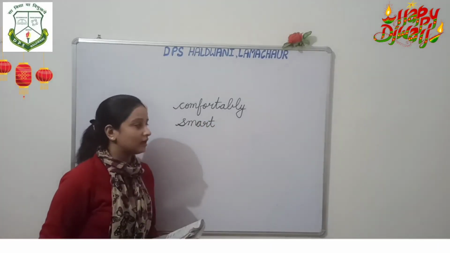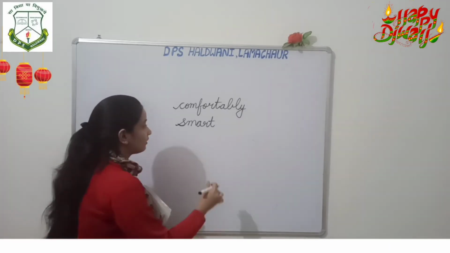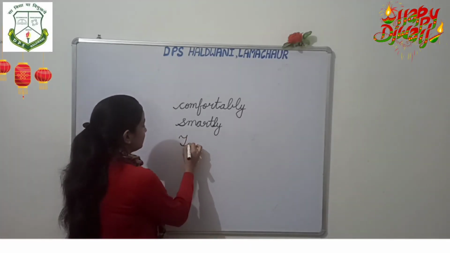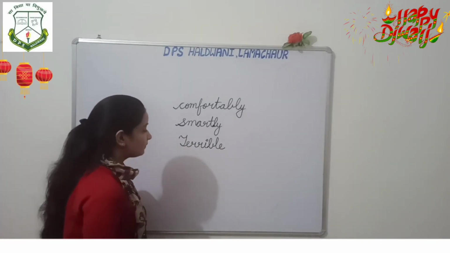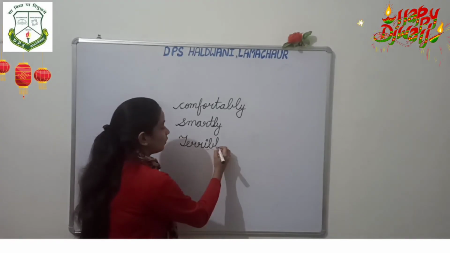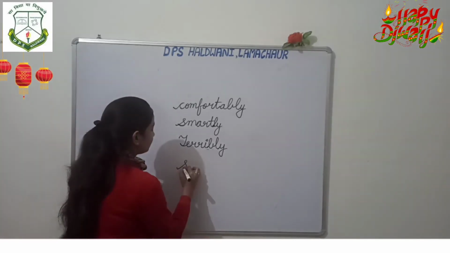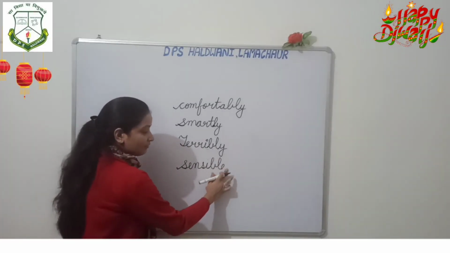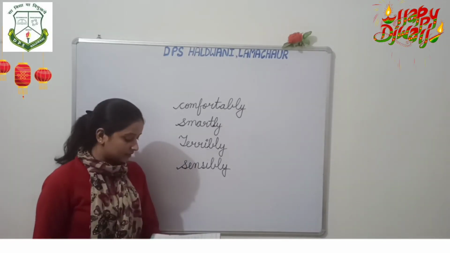Next is smart, S-M-A-R-T. Here we don't have any rule for the adjectives which end with T. So we have to add only L-Y. Smartly. Next is terrible, T-E-R-R-I-B-L-E. Whenever the adjectives end with L-E, we replace E with Y. We remove E and put Y. So terribly. Next is sensible. Again the same: we remove E and put Y. Sensibly.